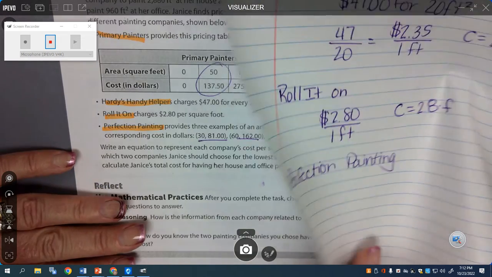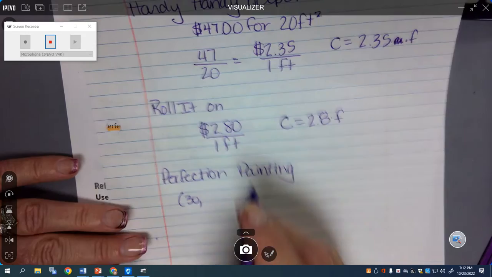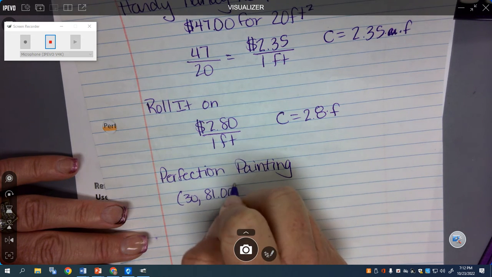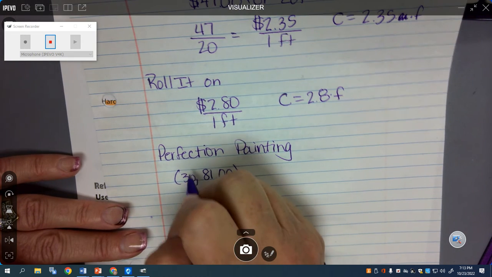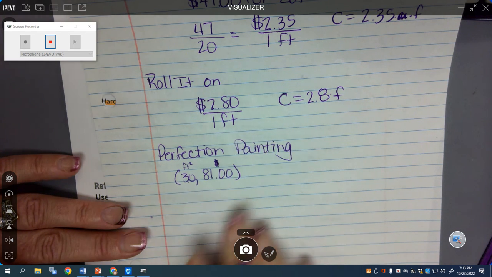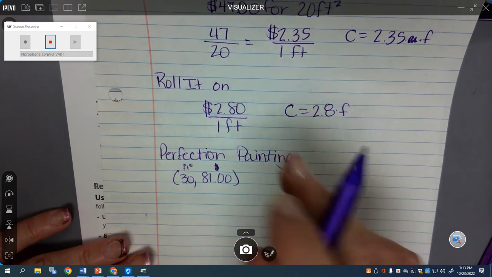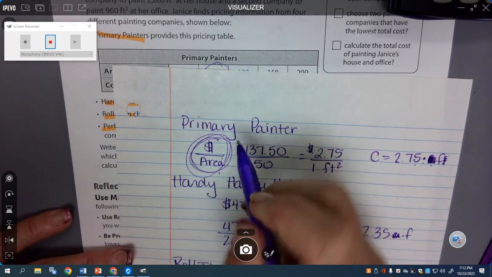To do this, I'm just going to use the first ordered pair, which is 30, 81. So remember, this represents the square feet, and this is the money, correct? Well, I hope that you guys remember. Well, we have it up here anyway, right?